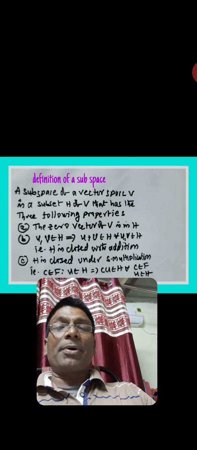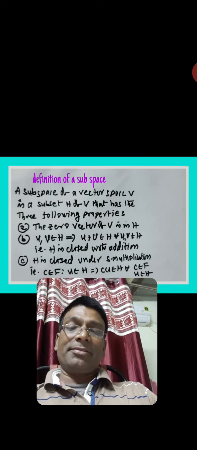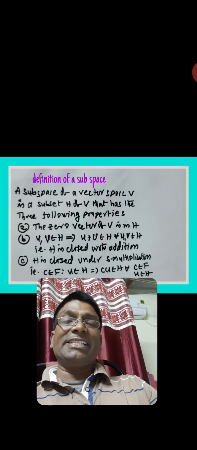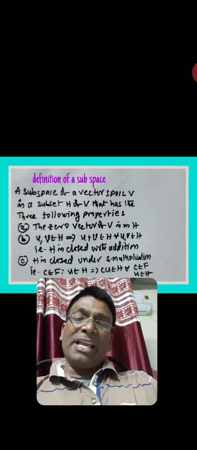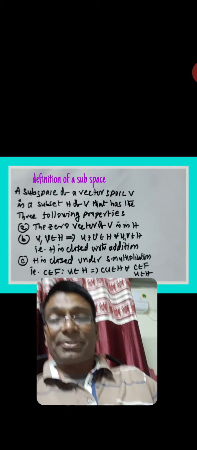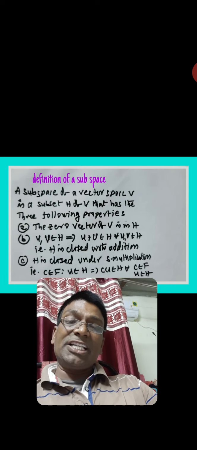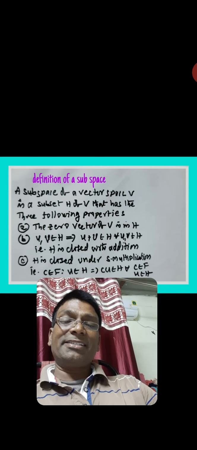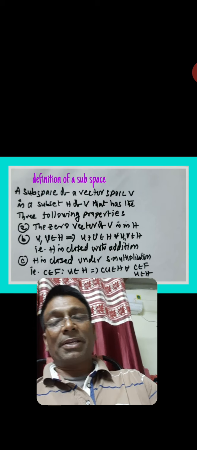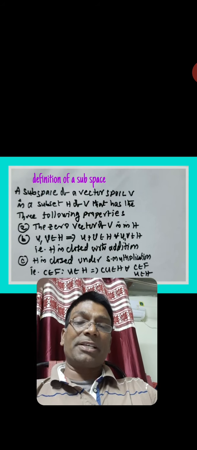Under these three properties, H is a subspace of V. That is the definition of subspace. Any subset of V satisfying these three conditions, following these three conditions, is a subspace of V. It is the definition of subspace.